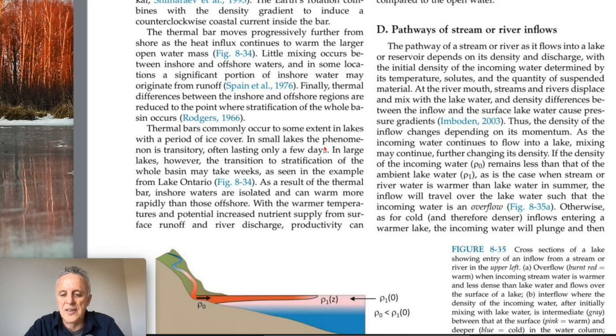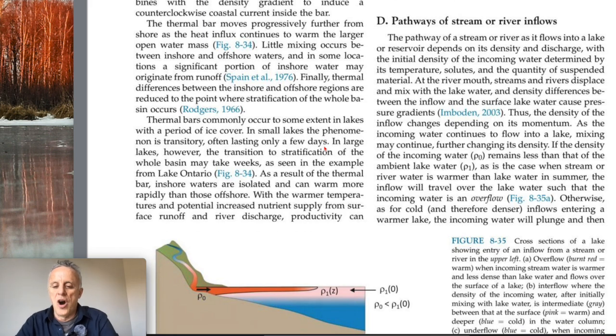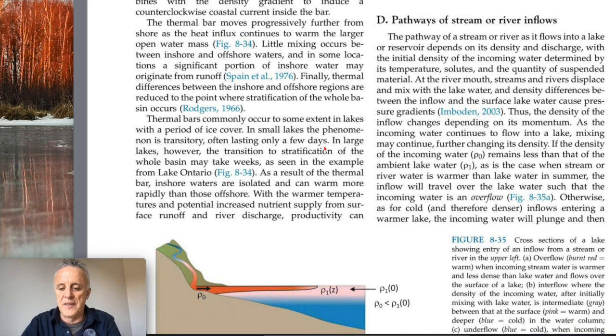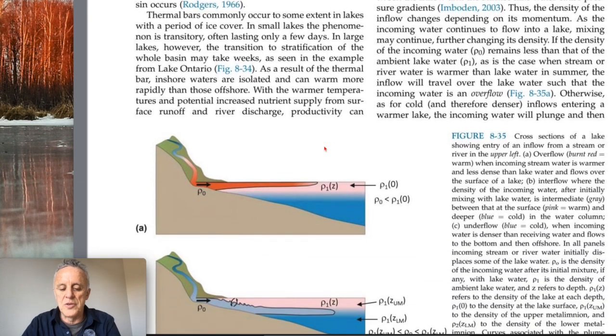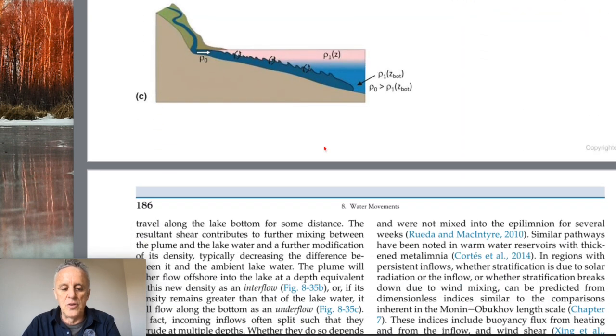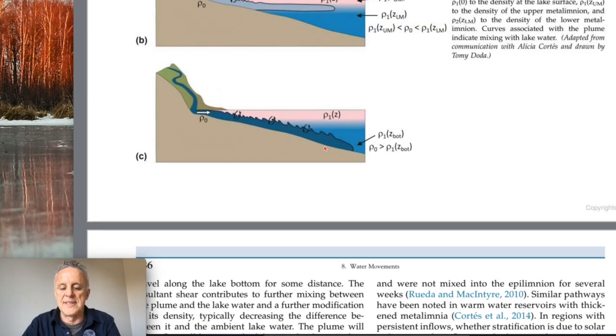If the density of the incoming water, rho 0, remains less than that of the ambient lake water, as is the case when stream or river water is warmer than lake water in summer, the inflow will travel over the lake water such that the incoming water is an overflow. Otherwise, as for cold and therefore denser inflows entering a warmer lake, the incoming water will plunge and then travel along the lake bottom for some distance.